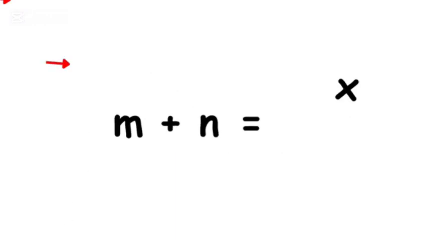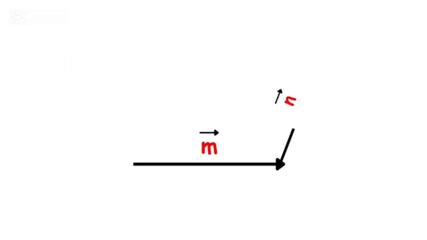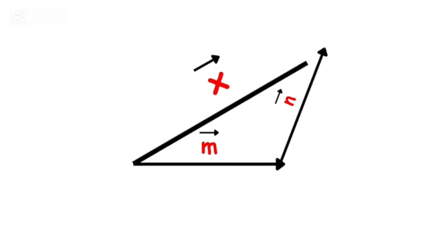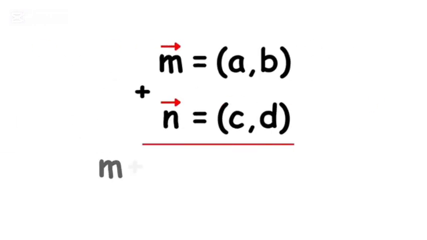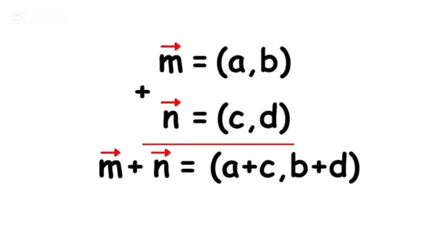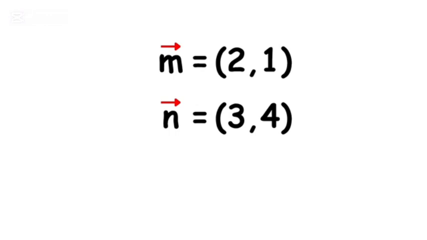If you add two vectors, you get another vector. In order to add them, place the second one's tail on the first one's head, then draw the vector from the first one's tail to the second one's head. Algebraically, adding two vectors simply involves adding their components. For instance, we could try adding the vectors (2, 1) and (3, 4).